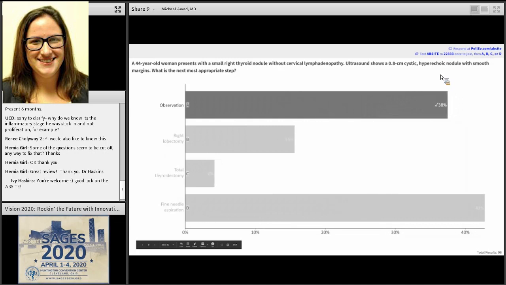So the correct answer is A, observation. A sub-centimeter thyroid nodule is generally observed without a need to biopsy. Additionally, smooth margins, cystic and hyperechoic nodules, those are benign signs. Certainly there would be no reason for a lobectomy or a total thyroid. Malignant features or a larger nodule would warrant an FNA.